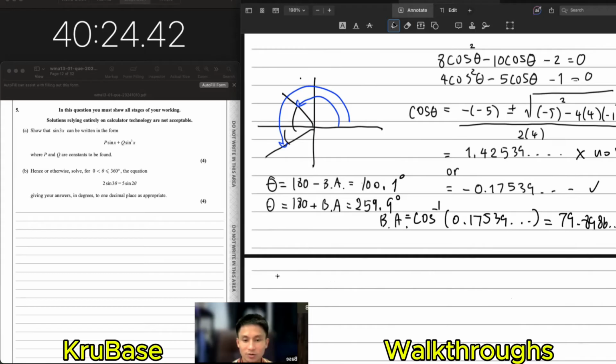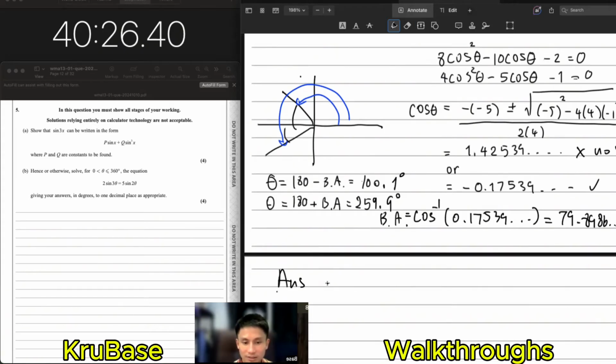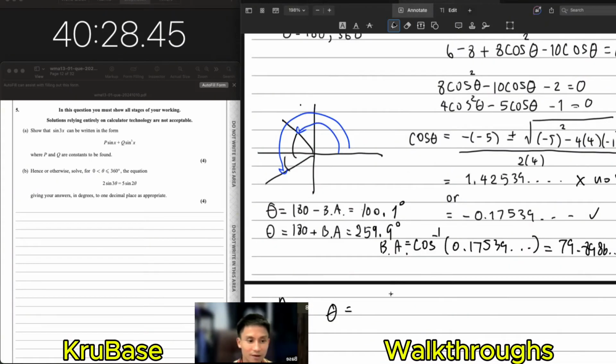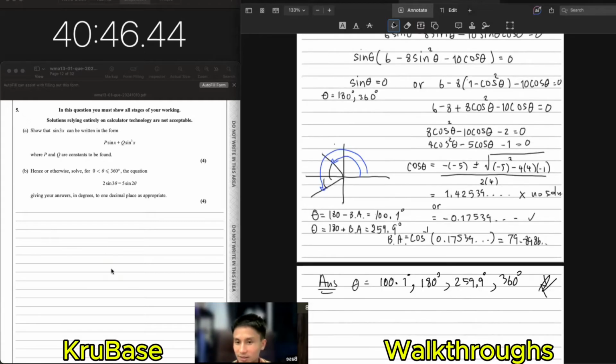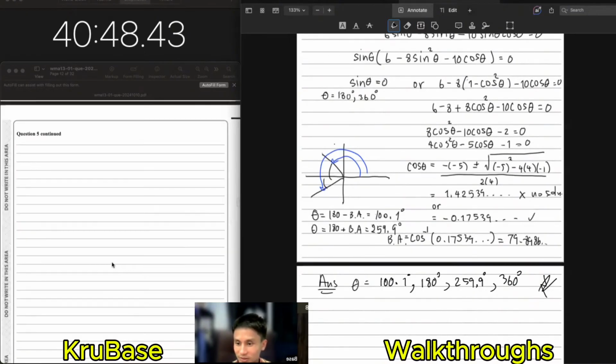So as a result, my answer for this one is theta equals, we have four solutions. Ordering from smallest to largest would be 100.1 and 180 and 259.9 and 360. Okay, so that's all the solutions, guys. Let's move on first, because time is ticking too.